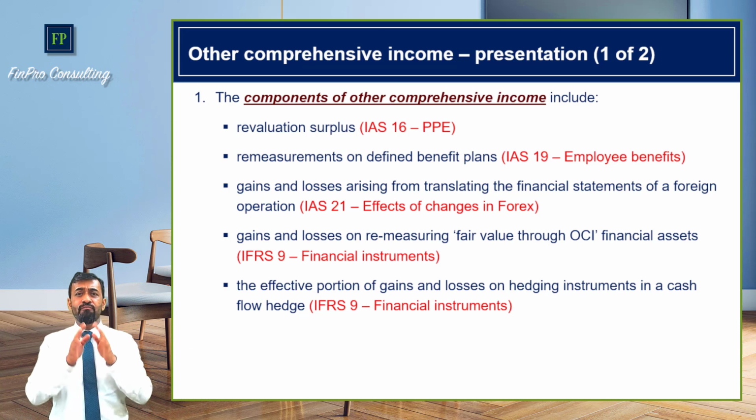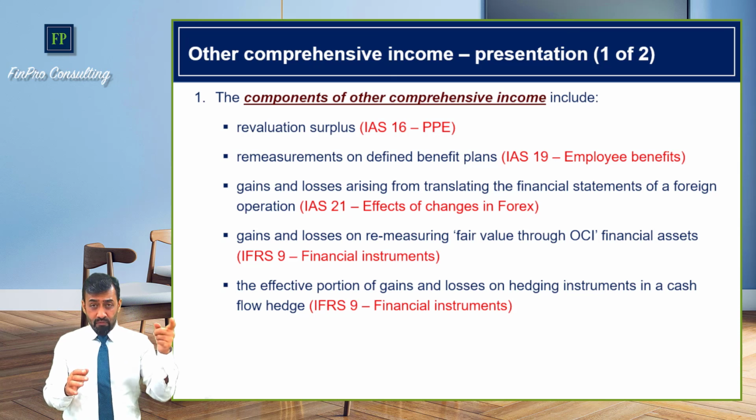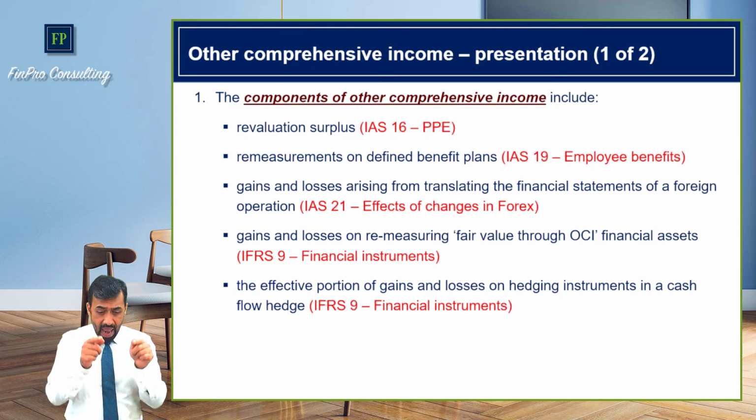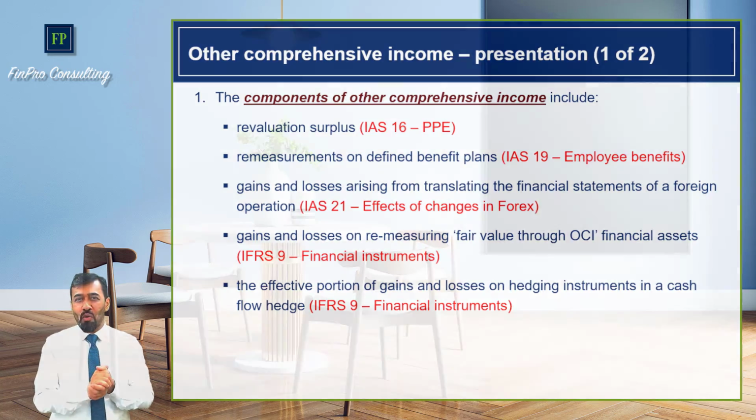These are the 5 prominent line items which have been mentioned by the accounting standard IAS 1 as a part of the other comprehensive income.